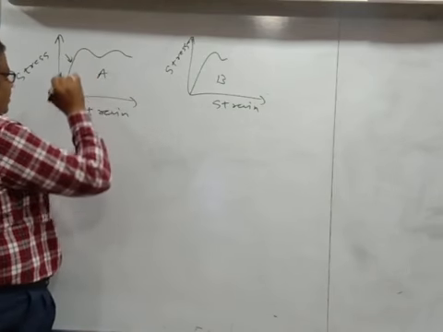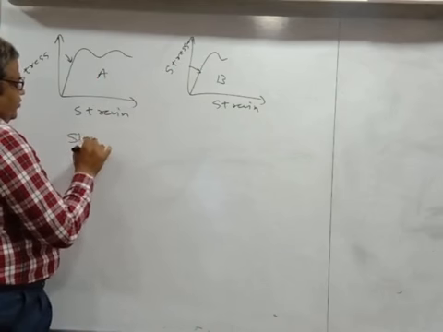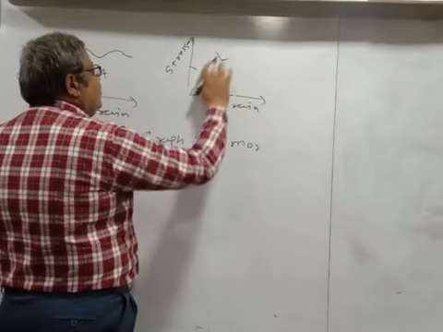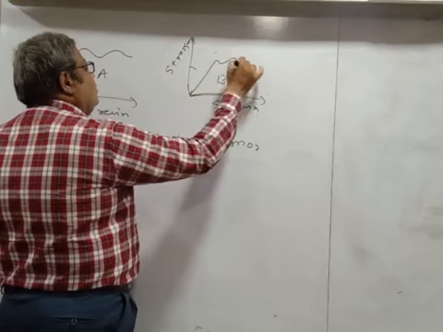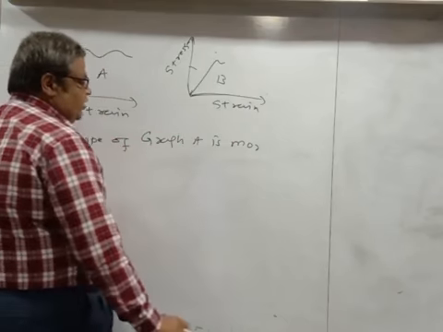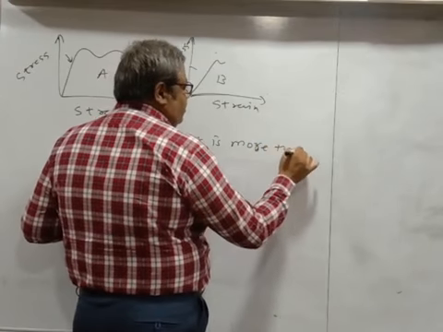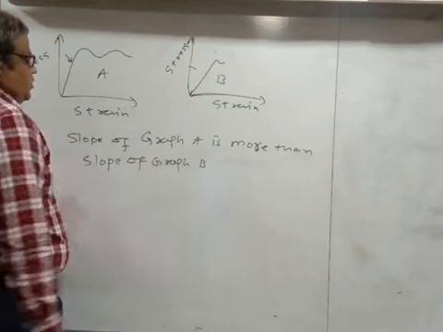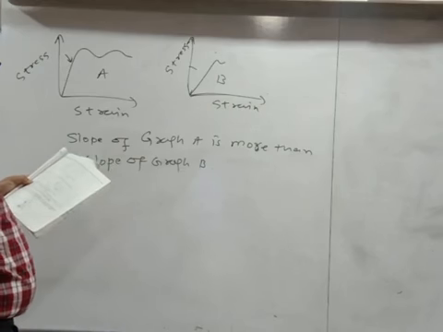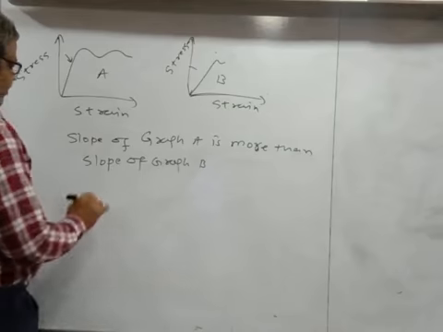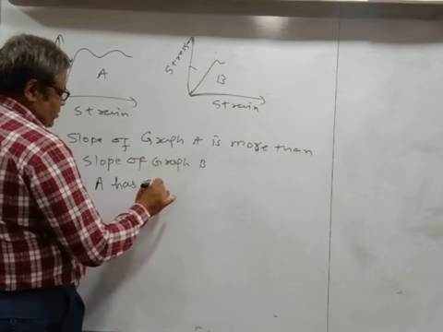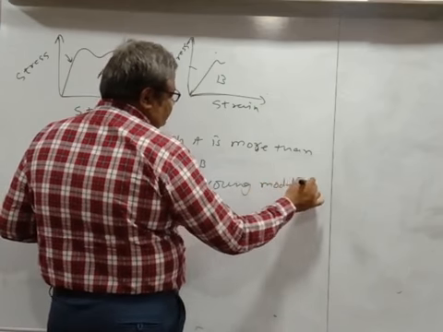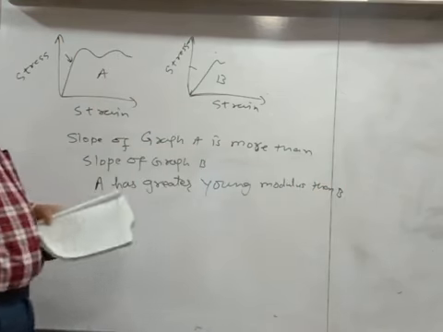Look, the slope of this graph is more than this graph. So we can say the slope of graph A, you can easily notice this in your textbook, the slope of graph A is more than the slope of graph B. So we can say here that material A has greater Young modulus than B. This is going to be the first answer.